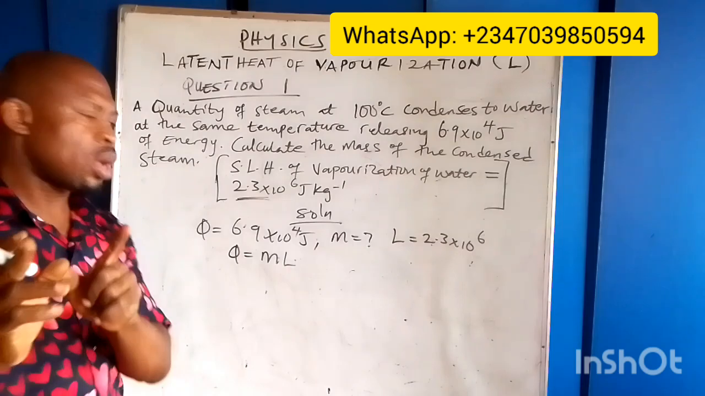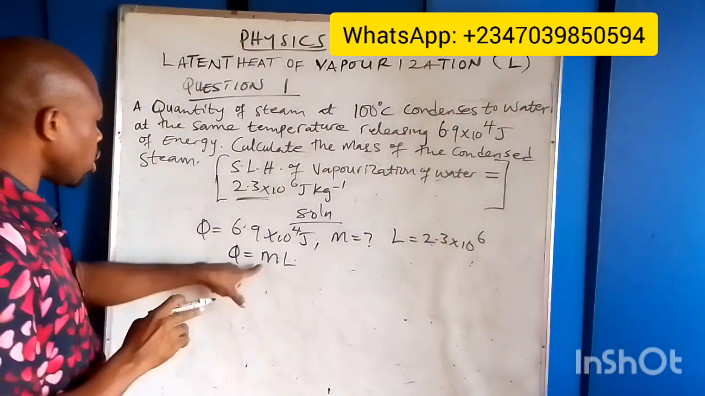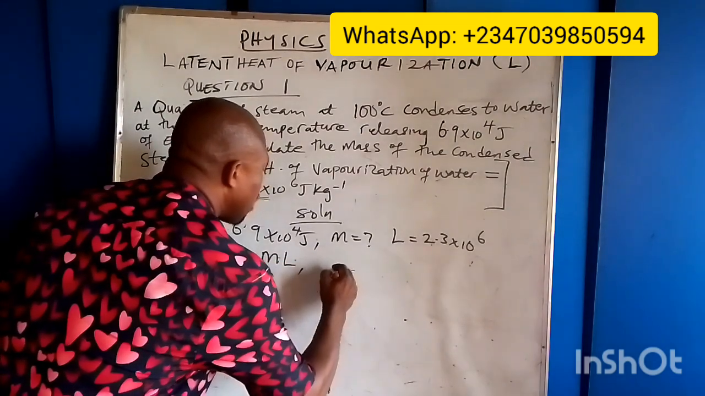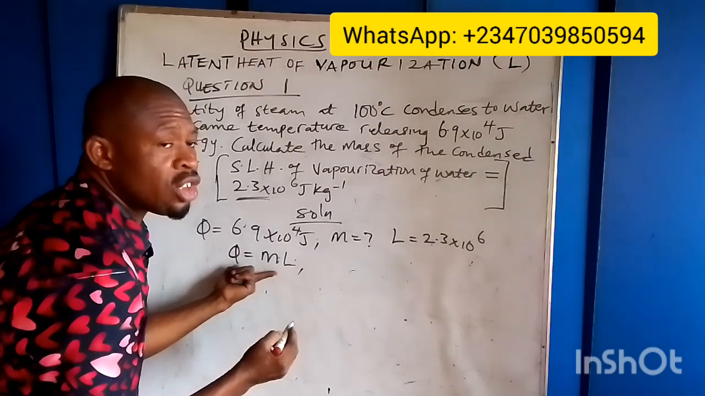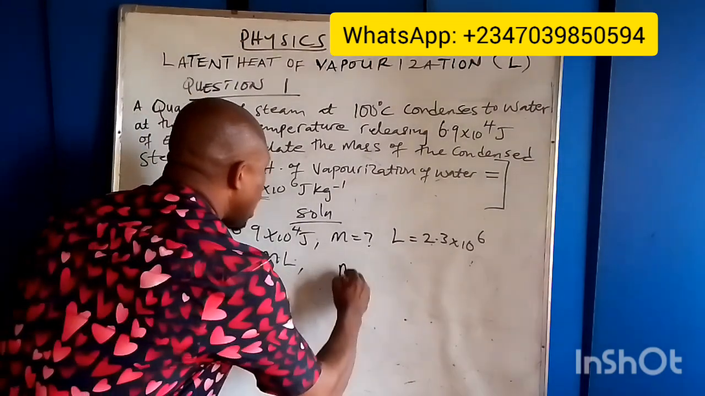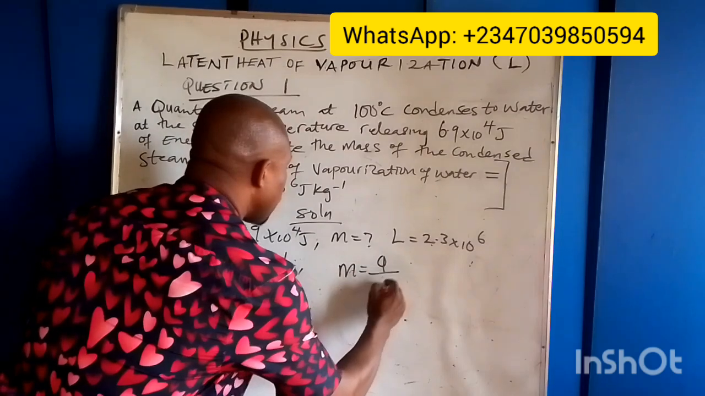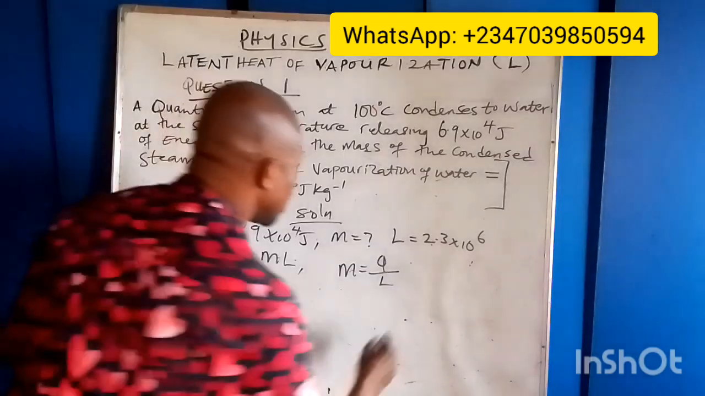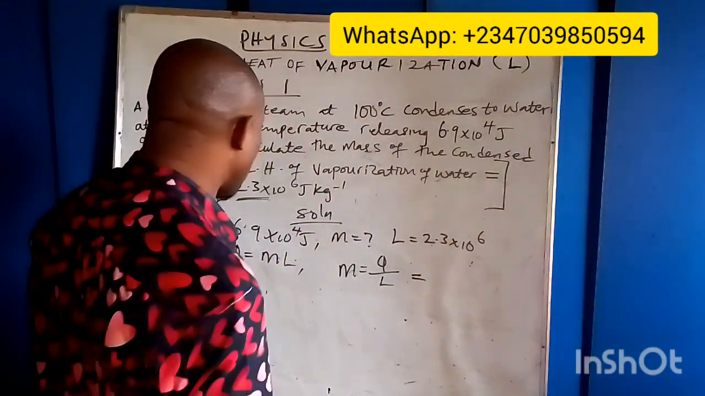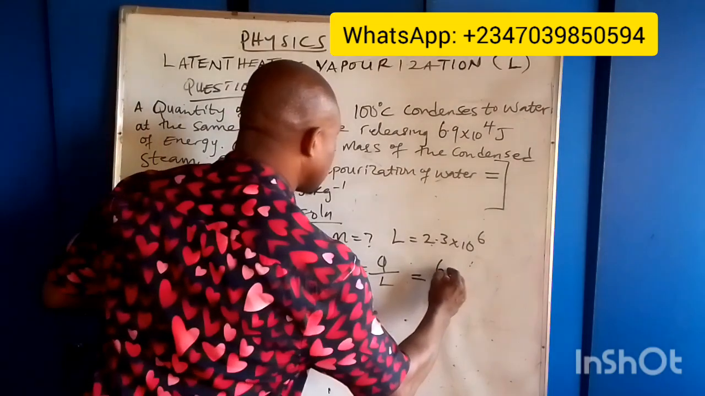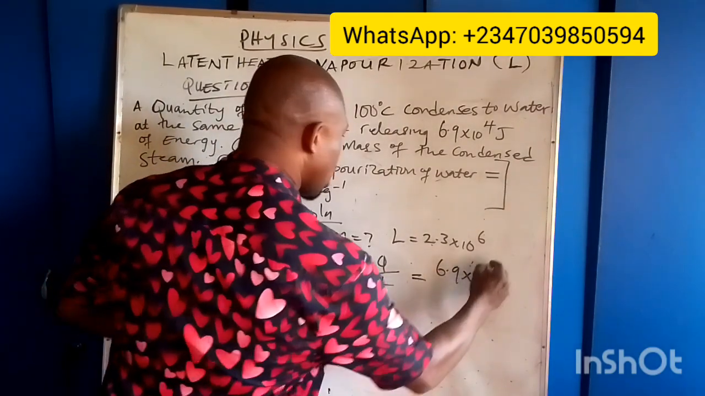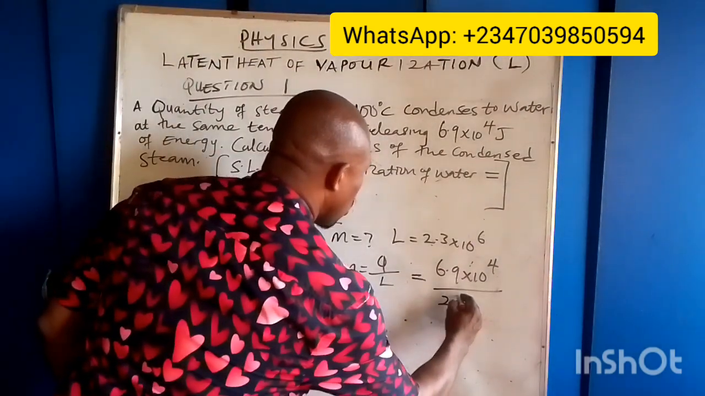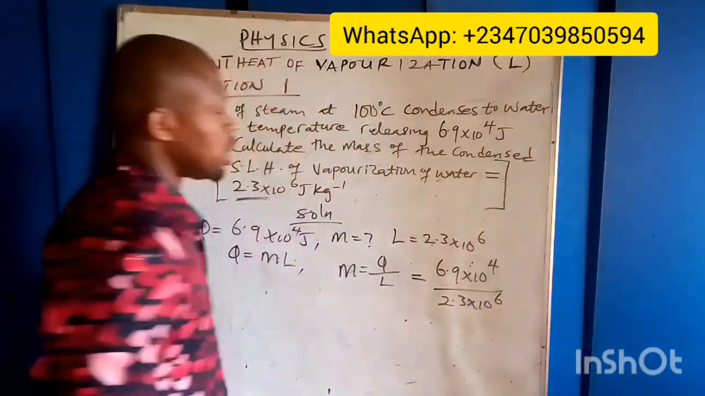Now if we have Q is equal to mL, make m the subject because m is what you're looking for. If we make m the subject, we divide both sides by the coefficient of L, which is m. M is equal to Q over L. Once we have this, we substitute straight. Q is 6.9 times 10 raised to the power 4 all over L, where L is 2.3 times 10 raised to the power 6.